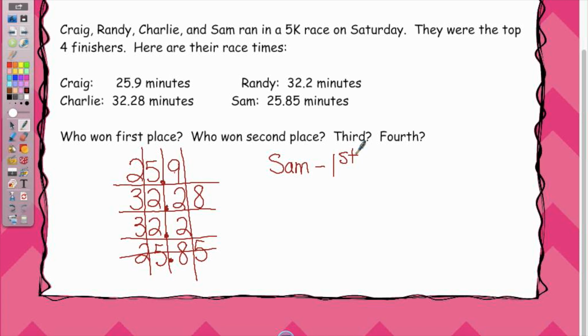So now I know that my other 25 would be what place? Second. Who ran that? Craig. 25.9. So go ahead and cross off 25.9, and then Craig got second.